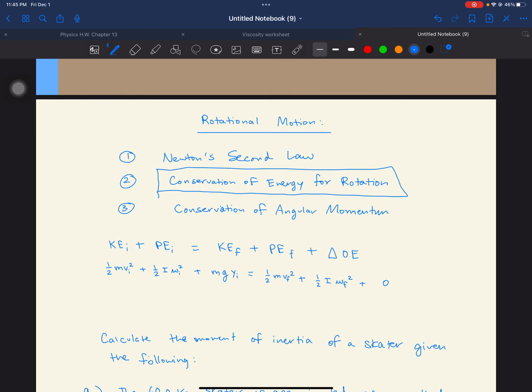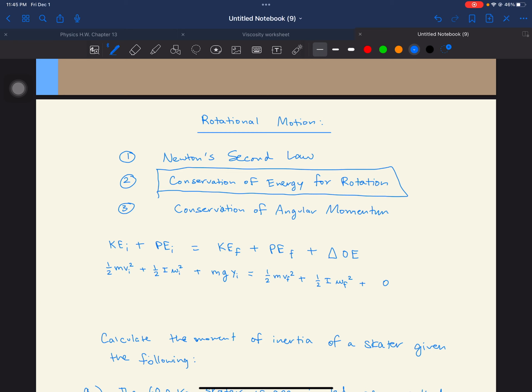Starting off, there are three big ideas for this chapter: Newton's second law, conservation of energy for rotation, and conservation of angular momentum. There is one main equation that we follow in this chapter, which is the kinetic energy initial plus potential energy initial is equal to the kinetic energy final plus potential energy final plus the change in other energy.